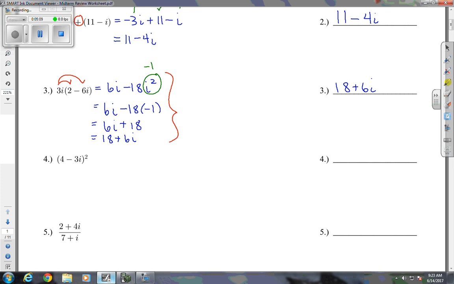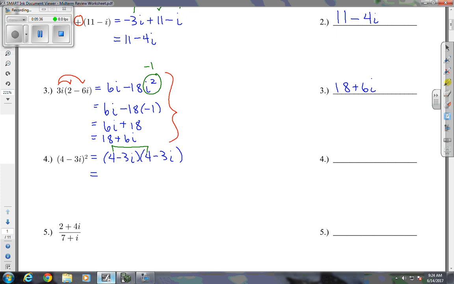Moving on to problem 4. Be very careful on this problem. It's tempting to simply distribute this exponent, but that won't give us the correct answer. What we're going to do instead is obey that exponent, which is indicating I need to multiply that base by itself twice. When I write it like this, I recognize, oh, this is just a FOIL problem. So let's go through our FOIL process.